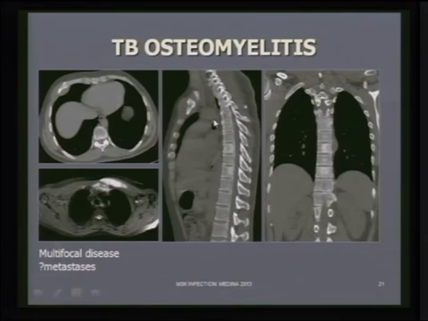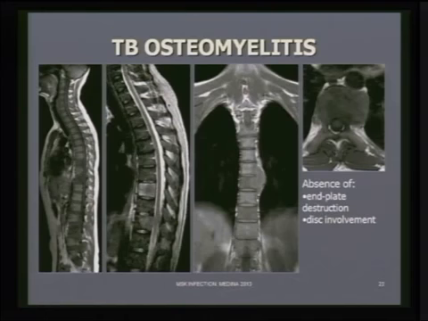Staging CT of the chest demonstrated no abnormality in the chest, but 2 foci of sclerosis within the thoracic spine, one associated with a full paravertebral mass. So this is all looking very concerning for possible multifocal metastatic disease.